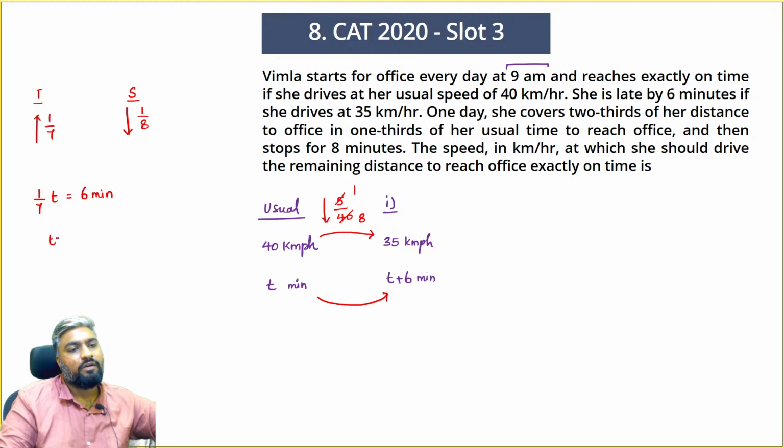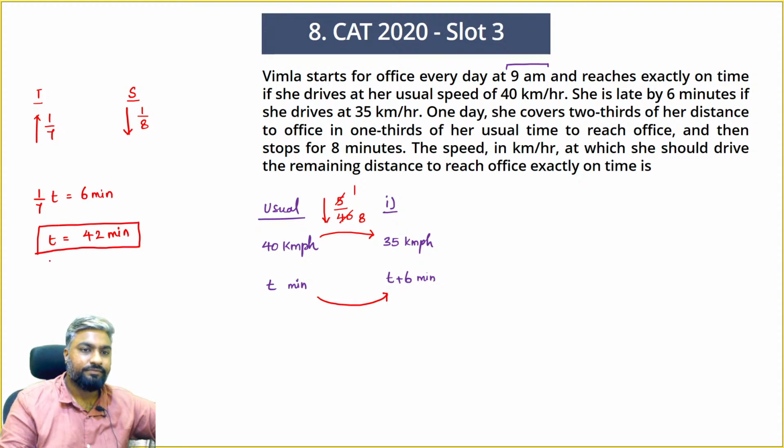Do I have the value of t? T will be what? 6 into 7, 42 minutes. Say yes if this part is clear, guys. Everybody, is it clear? Yeah, so t is 42 minutes. This is 42 plus 6, 48 minutes. Okay, we have both the situations now. No unknown so far. Okay, what else do we know?